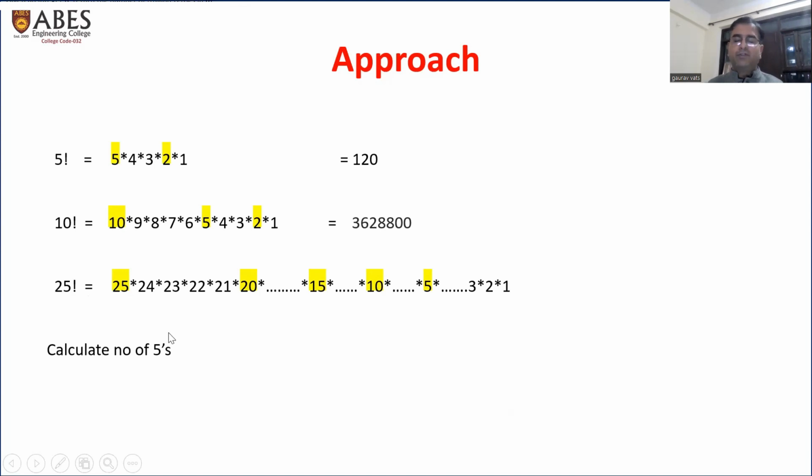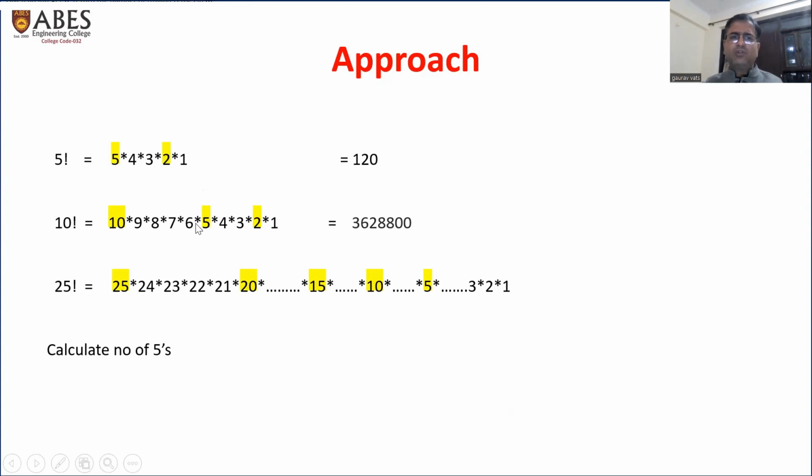Let me tell you the shortcut. If you want to calculate the number of trailing zeros in the factorial of a given number, you will have to calculate the number of fives only. Just like in this example, there is one five. That's why there is one zero.